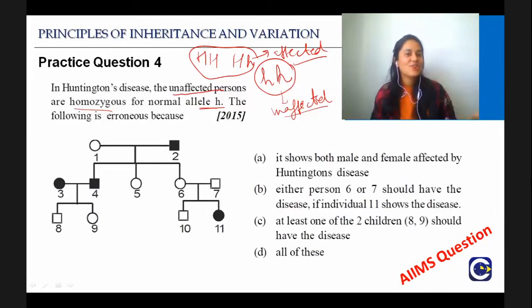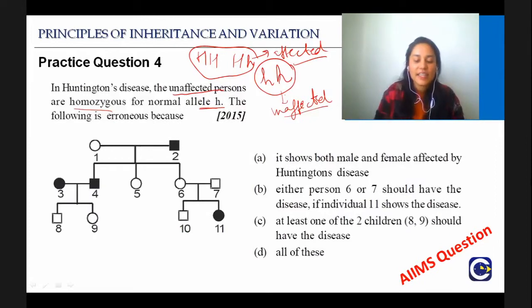Okay, let's go through this. So they are telling you that it is a dominant disorder. So it shows both male and female affected by Huntington's disease. And in case of autosomal dominant, we said, 50-50. So this answer is completely right. It is not erroneous. In case of autosomal disorders, both male and female are 50-50.